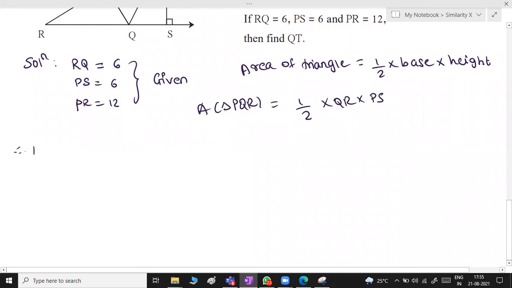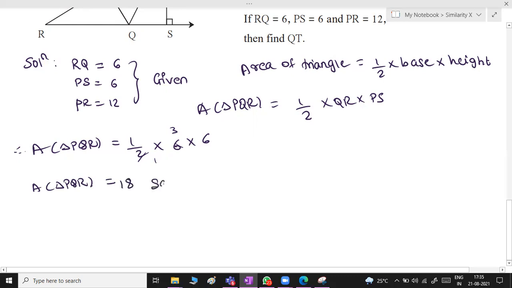Now solve for that. So therefore area of triangle PQR is equal to half into what is the base, QR, whose value is given as 6, into what is PS, whose value is also 6. So reduce it, 2 ones are 2, 2 threes are 6. So here area of triangle PQR is equal to 3 into 6, which is 18. So here we get 18 square units. Okay, so far so good.